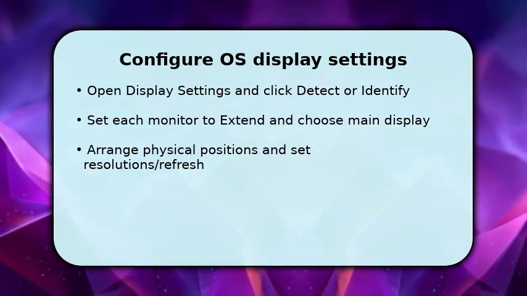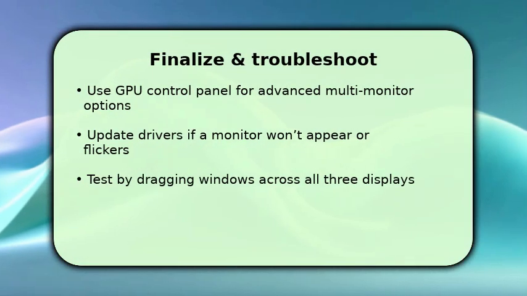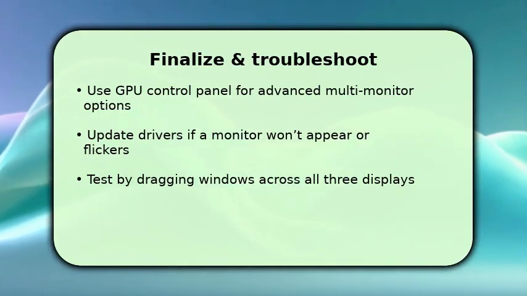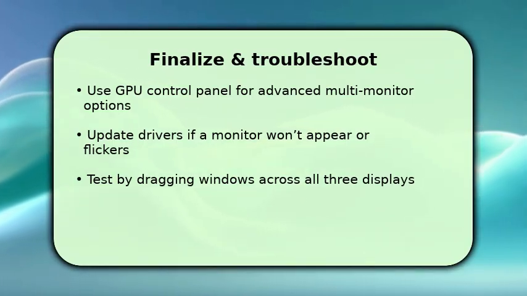Finally, you refine the setup in the GPU control panel for options like bezel compensation or per-monitor color profiles. This improves continuity and color accuracy. Once configured, drag windows across all 3 to verify they operate independently.